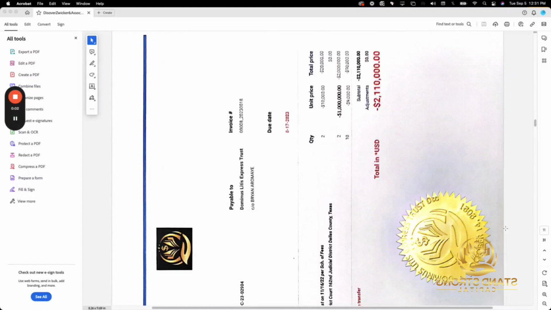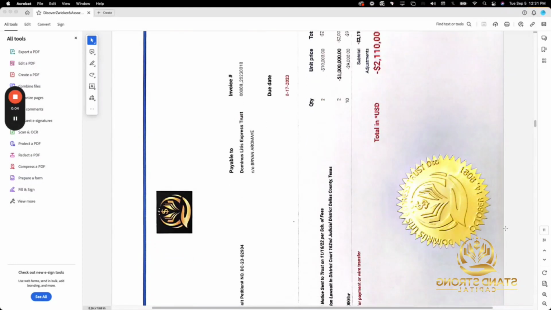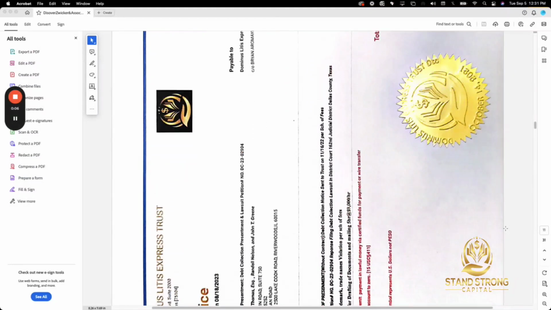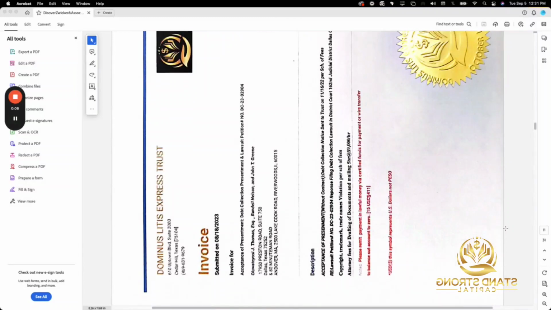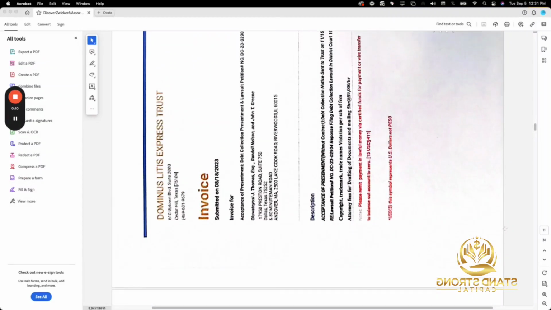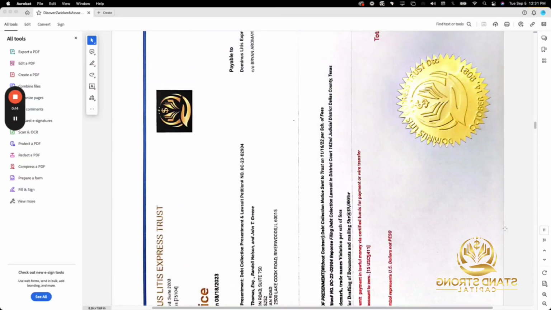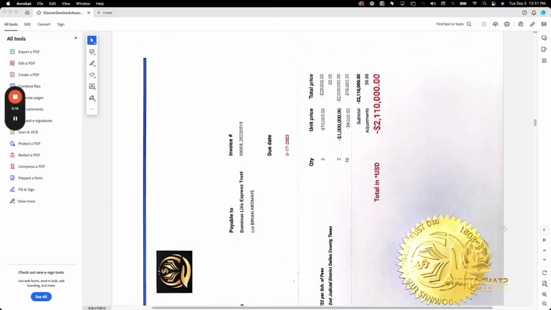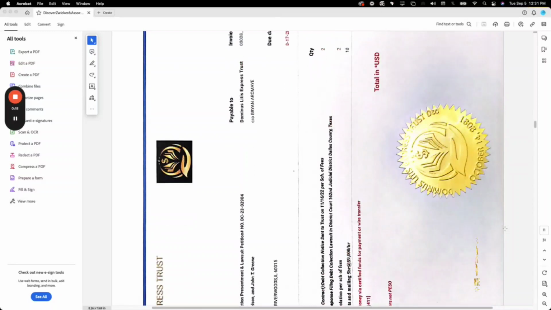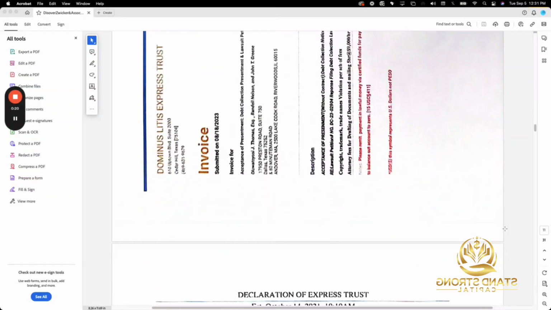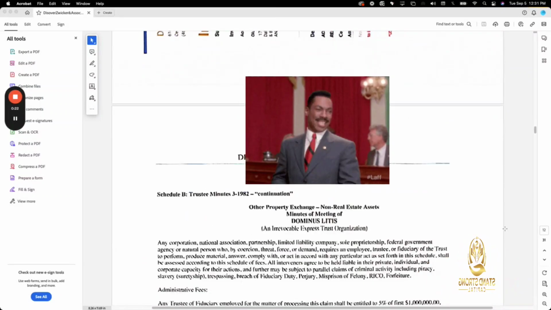Send them an invoice. All right, here we have an invoice for $2.1 million for the third party violations of infringing upon trust property. Okay, yeah, we're not playing around with these people. We send them an invoice. That's why they hurry up and remove the lawsuit. But regardless, they still owe. Now we become the debt collector.